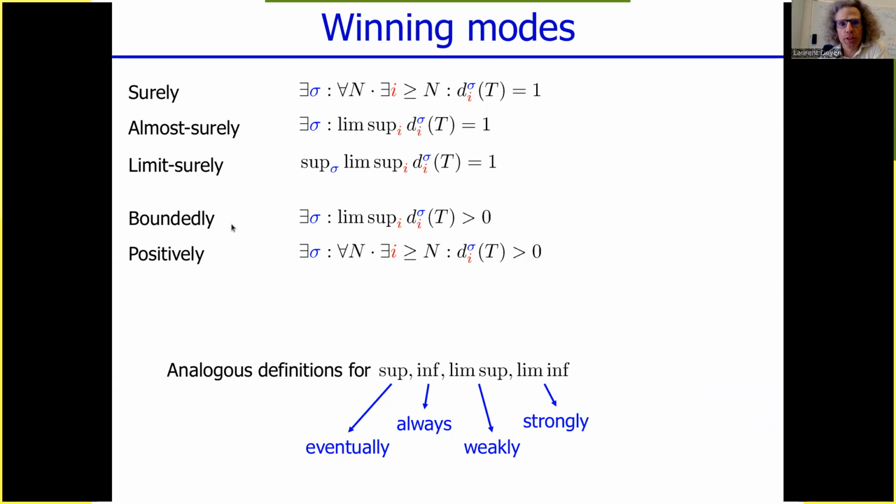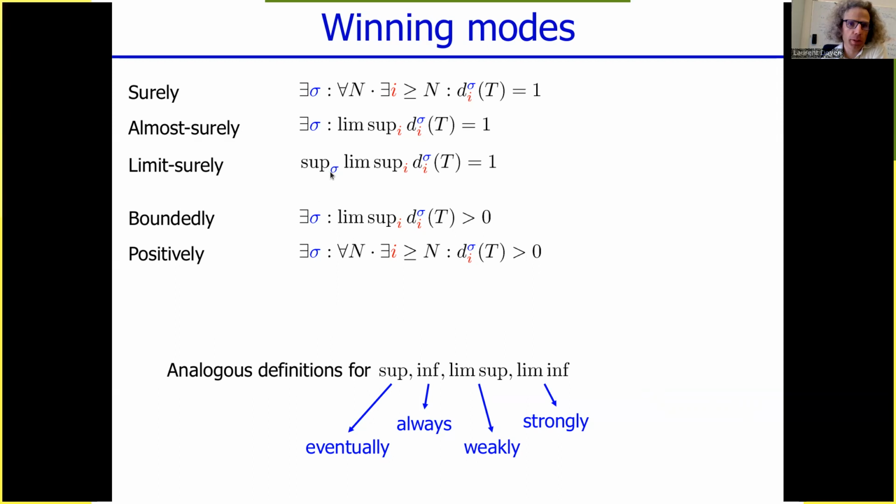Now the new winning modes that we define in this paper are, first of all, boundedly, that I just mentioned before. So it says, does there exist a strategy such that the lim sup of the probability mass is greater than 0? And then there is the positive version where we ask whether there is a strategy to ensure that infinitely often the probability mass is just positive, just there is some probability mass in T. Now you may wonder why there is no third version where we replace the exists sigma by a supremum, and this is because it's equivalent to the exists sigma.